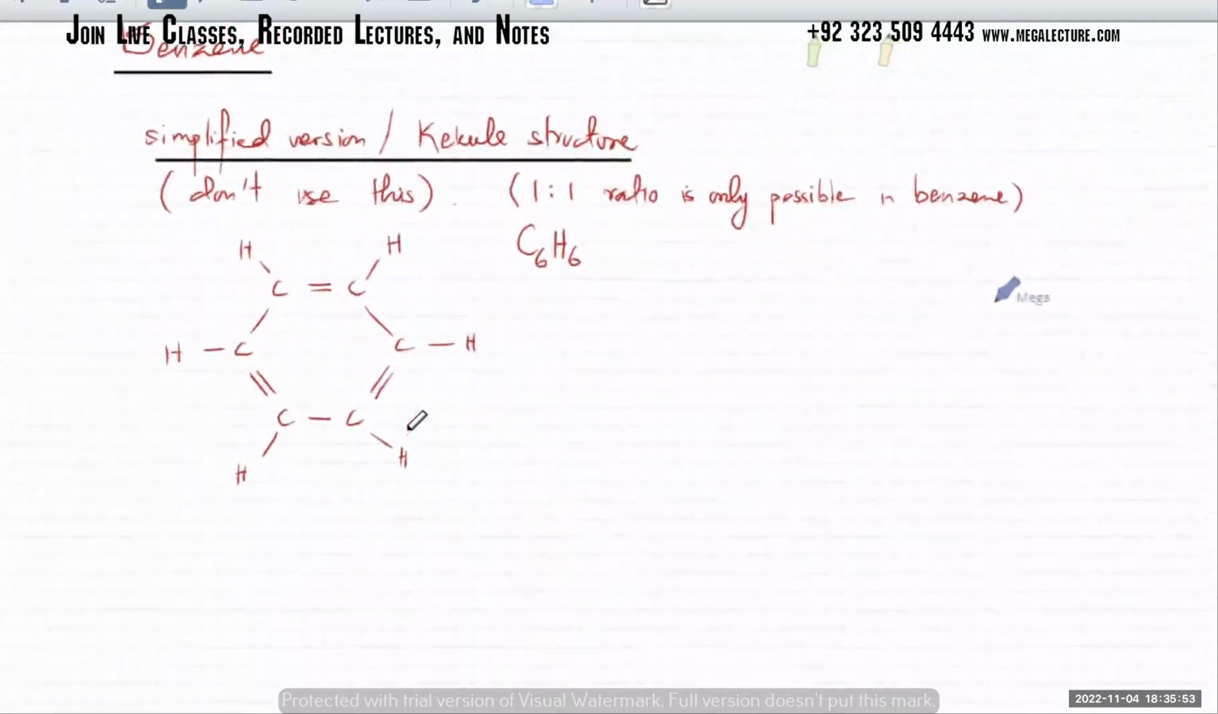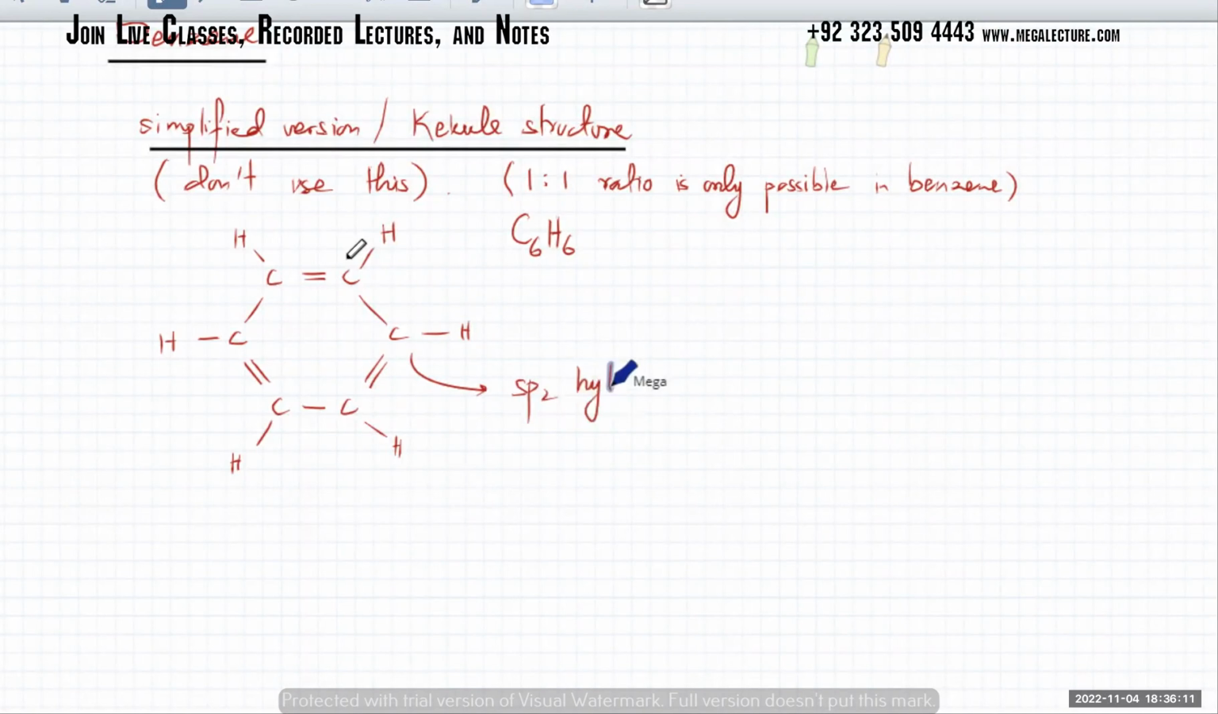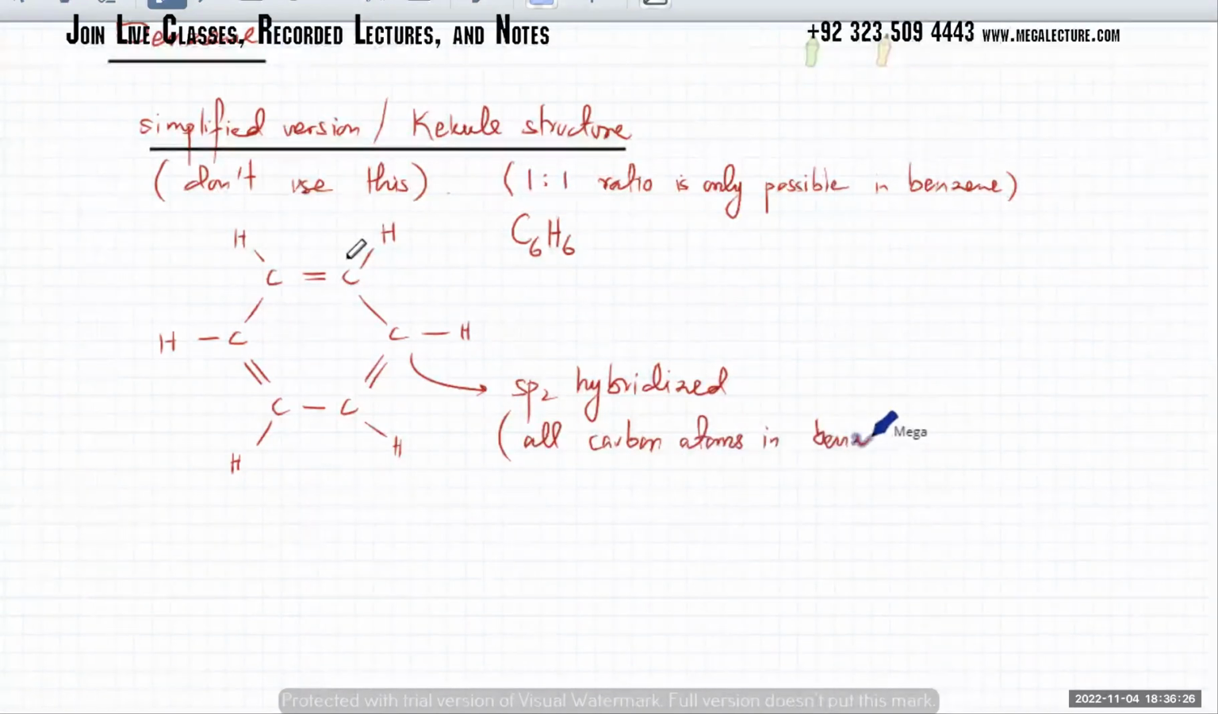I'm going to try and make benzene. Now remember, benzene and alkenes, no difference. It's the same carbon atom, sp2 hybridized. Every carbon atom is sp2 hybridized. So all carbon atoms in benzene are sp2 hybridized.